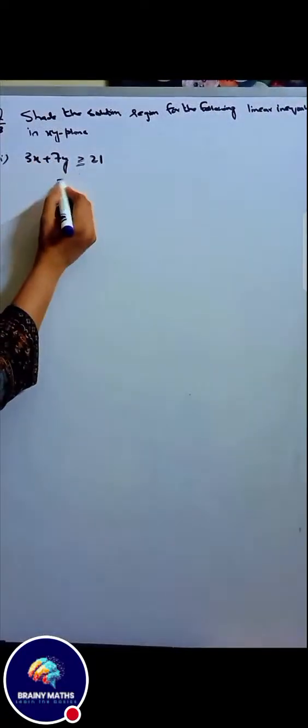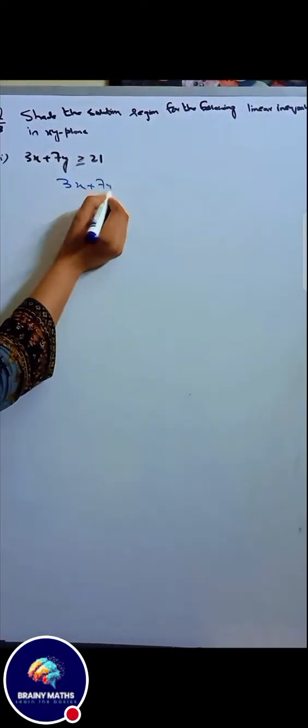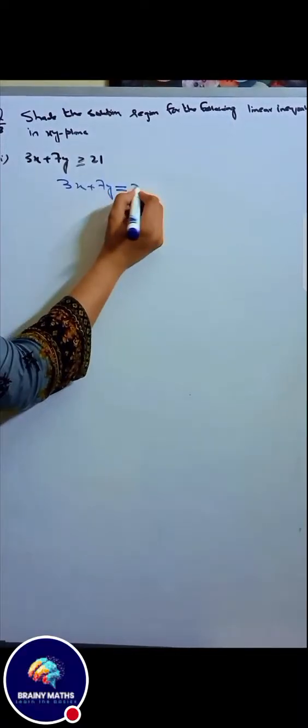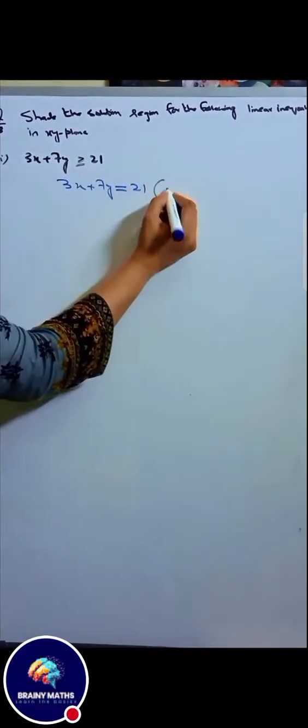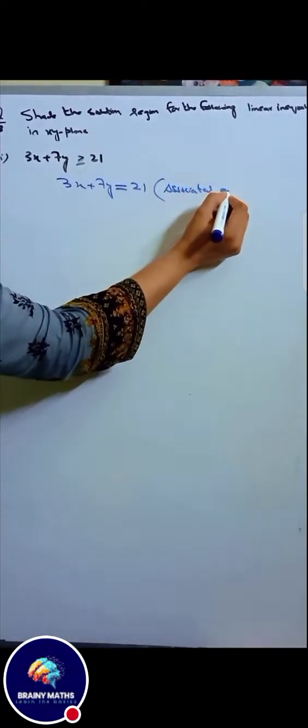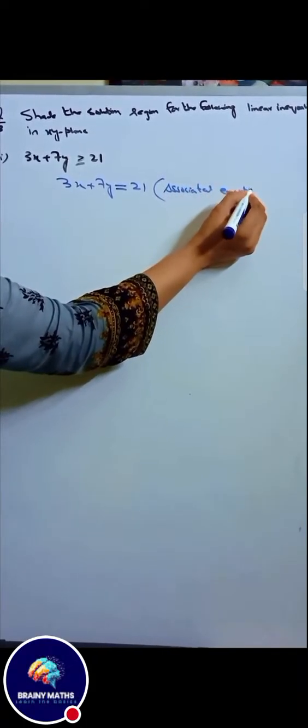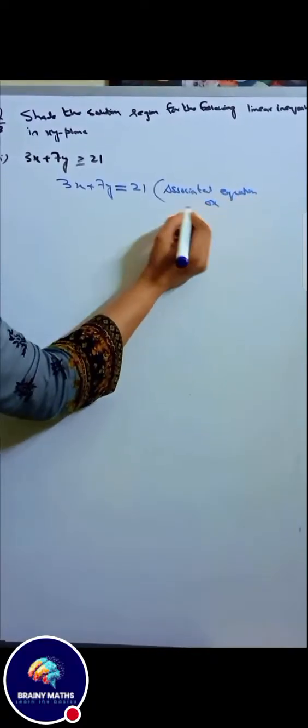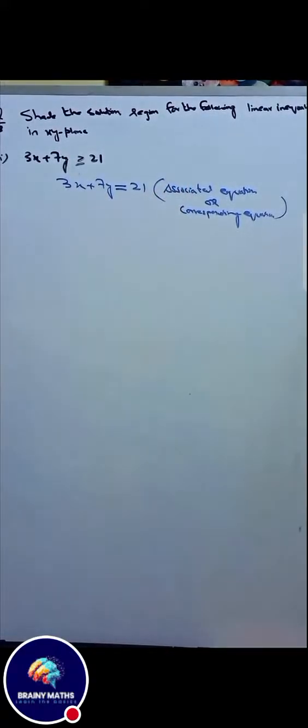So 3x plus 7y is the associated equation, or corresponding equation. Got it? Both names are the same.